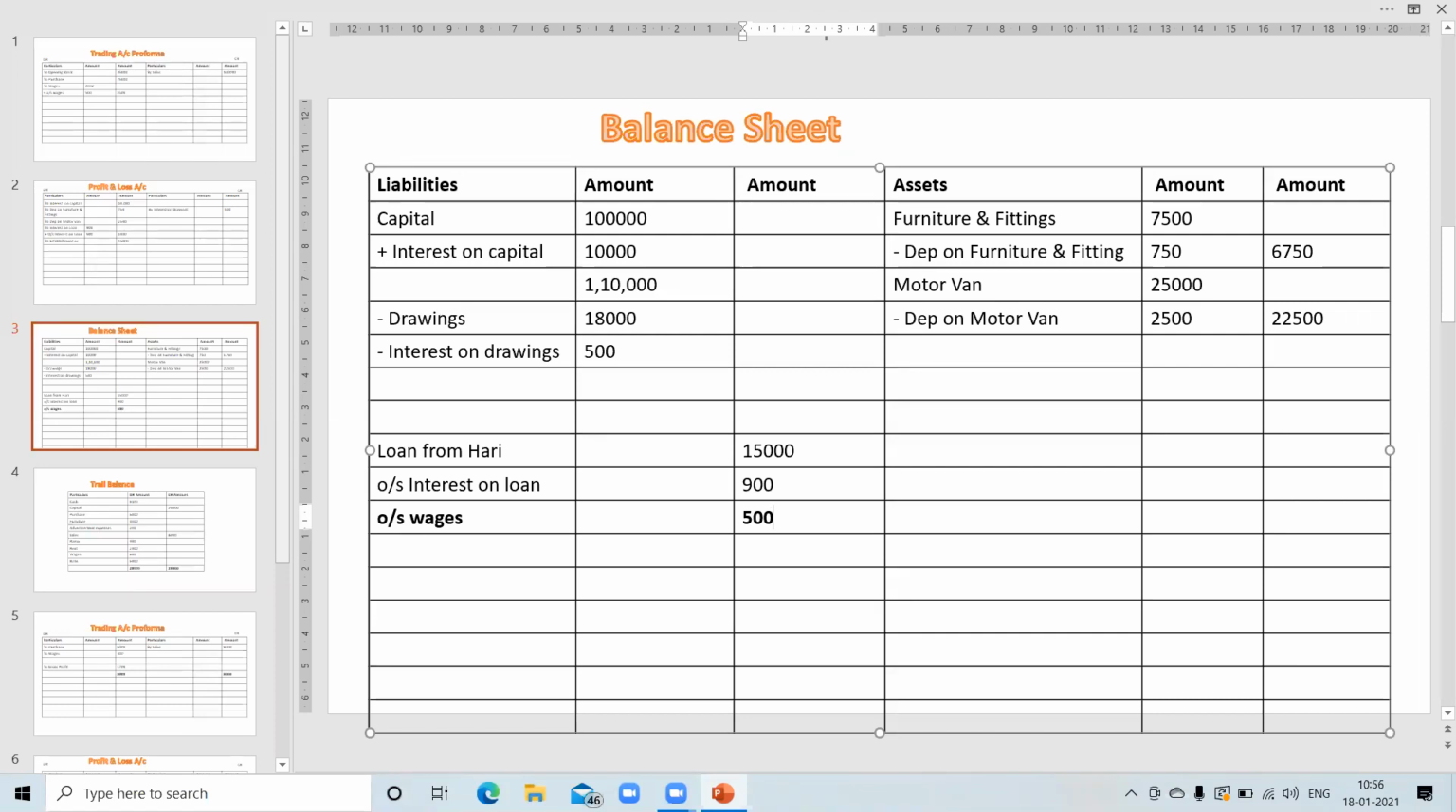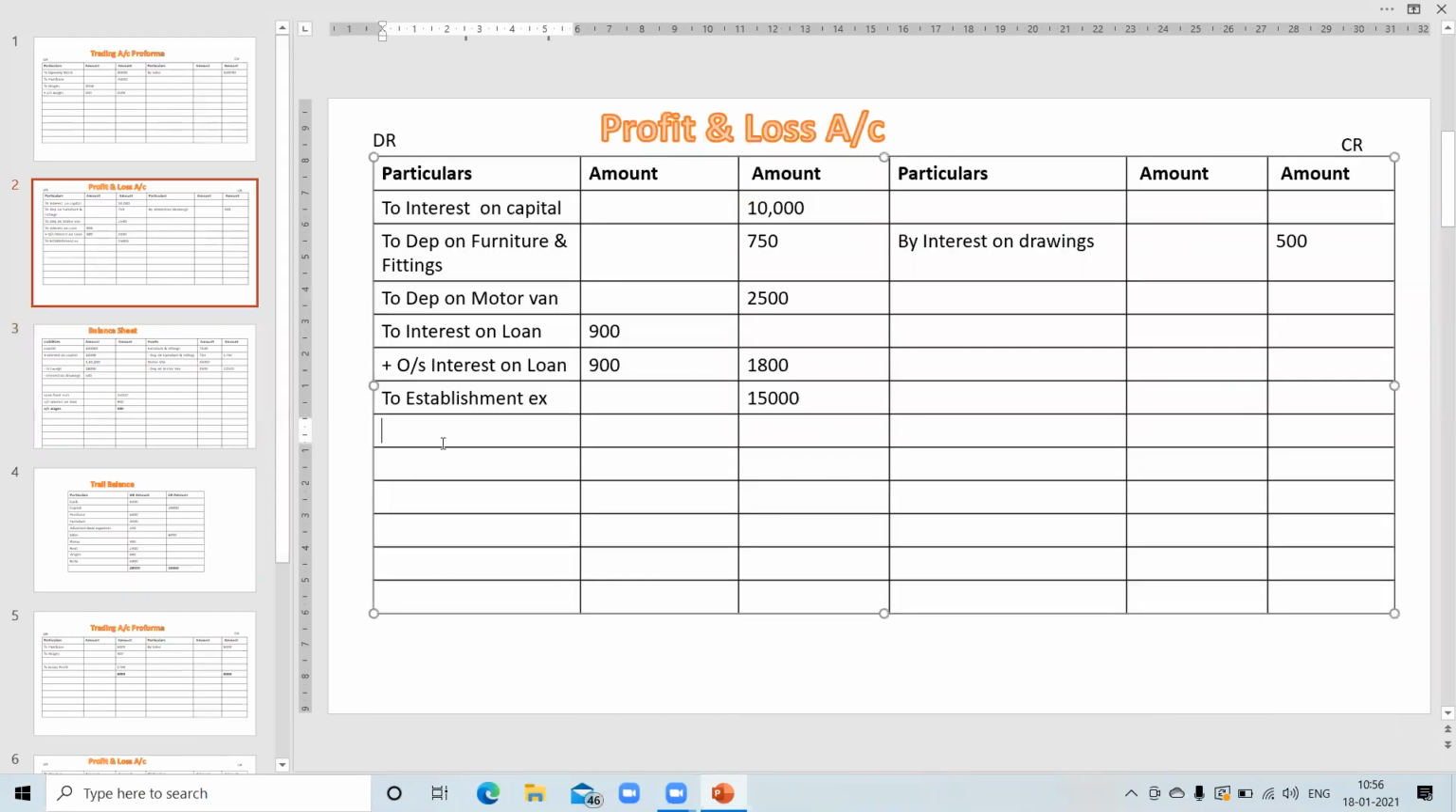Next is insurance. Insurance will be posted in the profit and loss account, debit side. Insurance. If there is any prepaid insurance, for example, the insurance amount is 1,000 rupees, then we minus the prepaid insurance, which is the expense for the next financial year that we have paid in the current financial year.